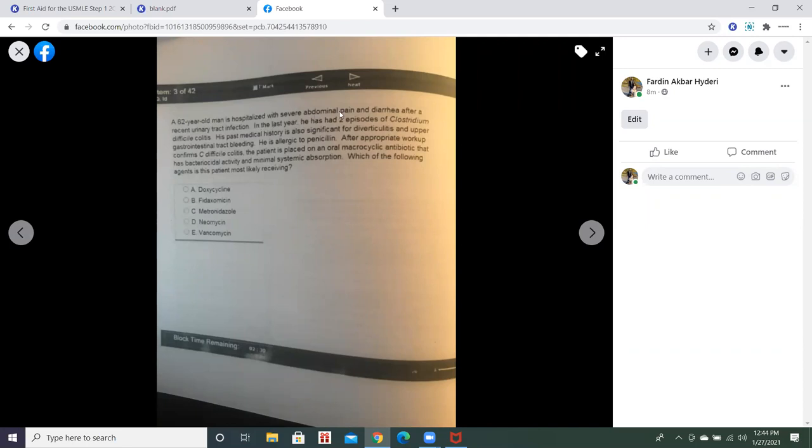Next one. A 62-year-old man is hospitalized with severe abdominal pain and diarrhea. In the last year, he has had two episodes of Clostridium difficile colitis. His past medical history is significant for diverticulitis and upper GI bleeding. He is allergic to penicillin. After appropriate workup, the patient is placed on an oral macrocyclic antibiotic that has bactericidal activity and minimal systemic absorption. Which one are they talking about? Fast answers, please. Oral macrocyclic. Which one has minimum absorption? Out of vancomycin and fidaxomicin, which one has minimal absorption? Right. Which one is the correct answer?